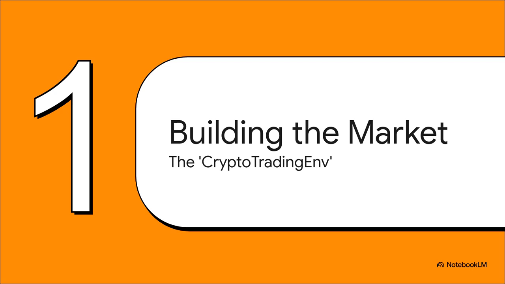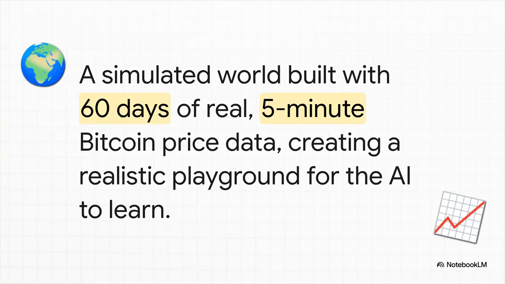All right, first things first. Before our AI can even think about trading, it needs a sandbox to play in, right? A place to practice. So let's start by building its virtual world, which the code calls the crypto trading env. Now, this is important. This is not some made-up fantasy market. It's built using 60 full days of real historical Bitcoin price data. We're talking data points every 5 minutes.